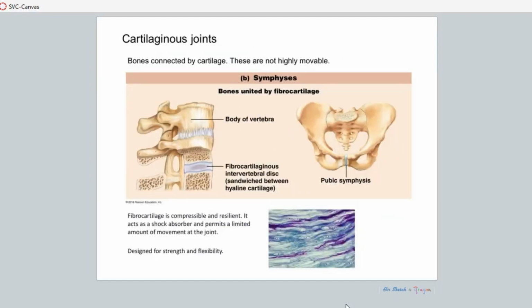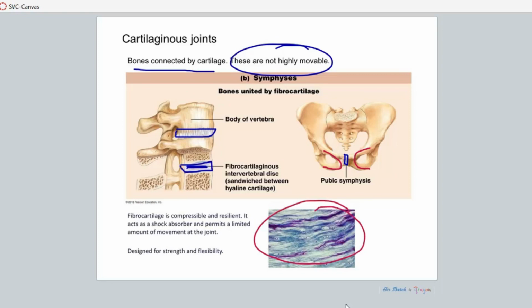Okay, and then we have cartilaginous joints, as the name implies, bones connected by cartilage. And again, these are not highly movable. So we'll take a look at some of the places we find these in the body. A good example of these are the intervertebral discs, which separate the vertebral bodies. This pad of cartilage that joins the two pubic bones there, the pubic symphysis, is a cartilaginous joint. Specifically, the cartilage that this is made out of is fibrocartilage.